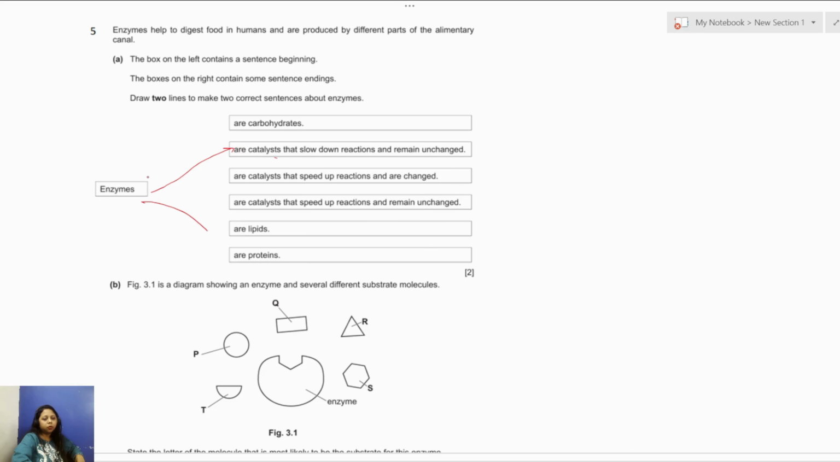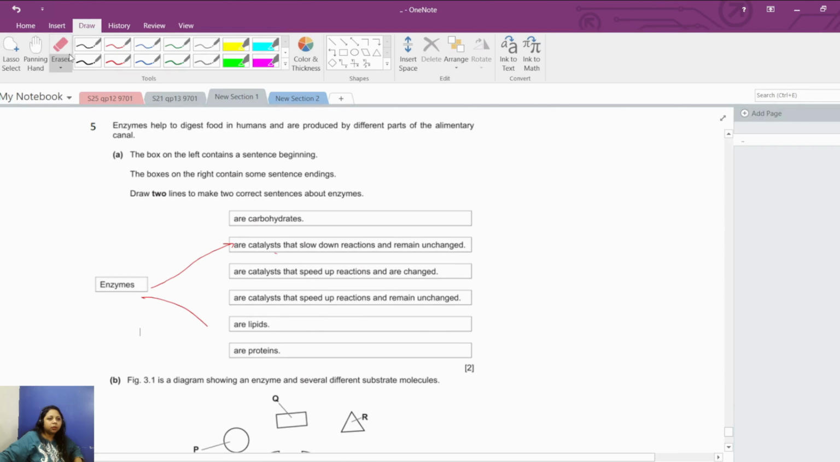Oh, sorry, I have made an incorrect line. Wait, sorry, it's not like that. So the first one is they are catalysts that speed up the reaction and are unchanged. So which one is that? This one? And the second one would be this one, right? Let me change the pen.